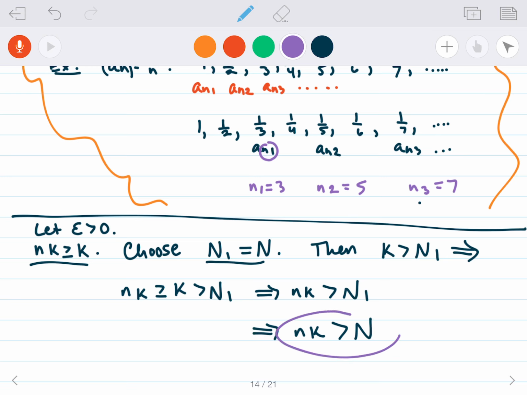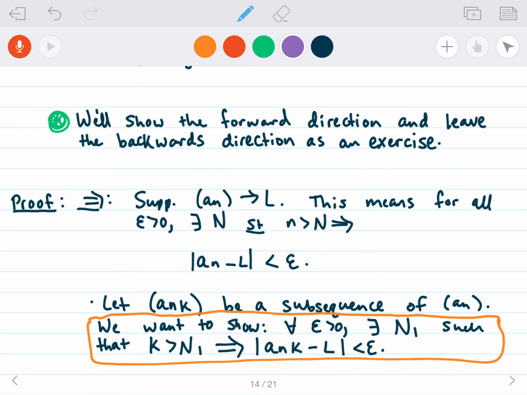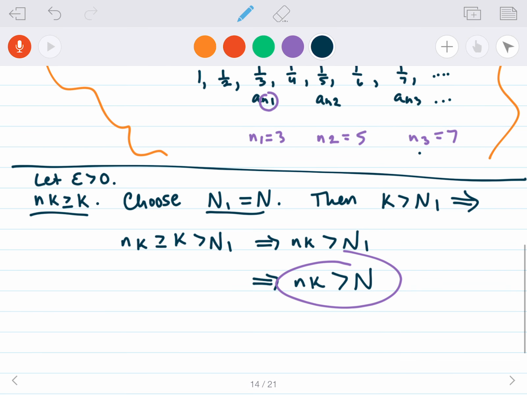So now we're far enough in the sequence for convergence to happen by our original hypothesis: if your subscript is bigger than capital N, then this holds true, right? And so in this case, we have n_k is bigger than capital N, so the distance between a sub n_k and L is going to be less than epsilon. And that's the forward direction.